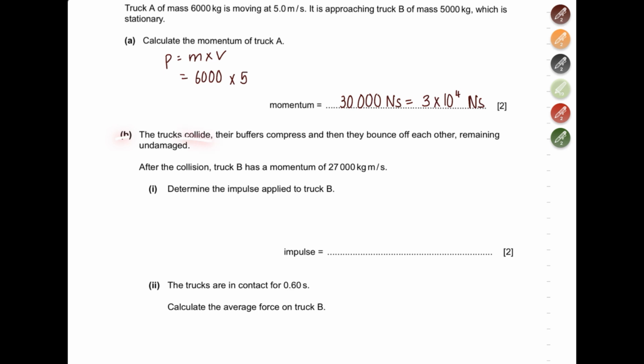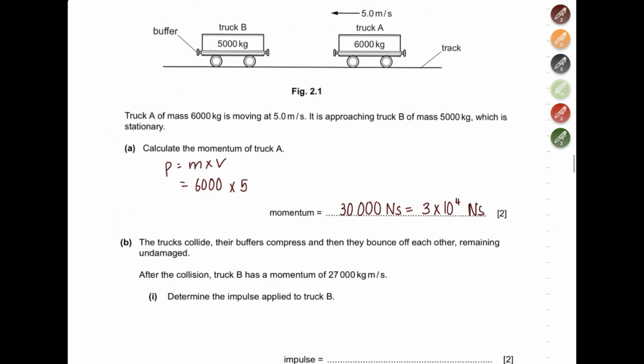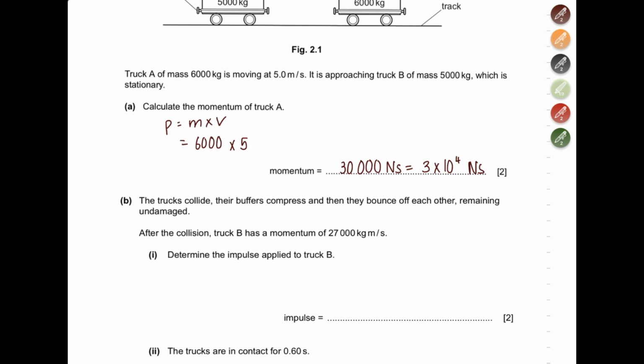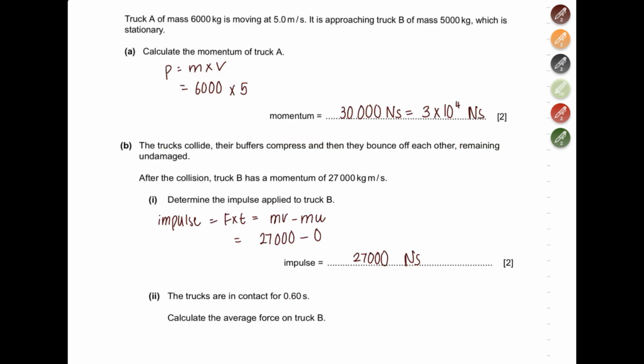The trucks collide, their buffers compress, and they bounce off each other, remaining undamaged. So there is a collision here. After the collision, truck B has a momentum of 27,000 kg meters per second. Determine the impulse applied to truck B. The formula for impulse is force times time, which also equals change in momentum. What is the final momentum? It's 27,000 minus initial momentum, which was 0. It's going to be 27,000 newton seconds.